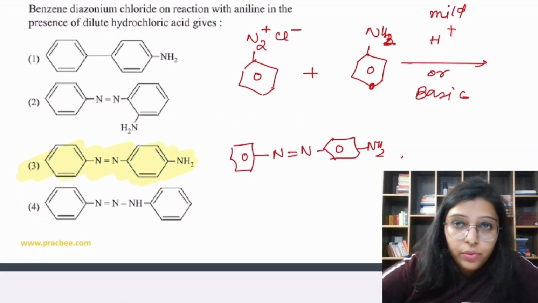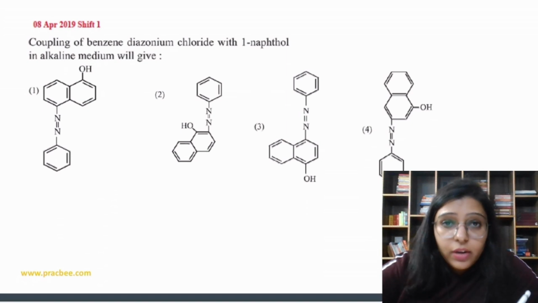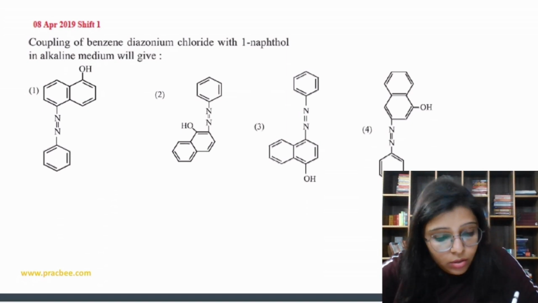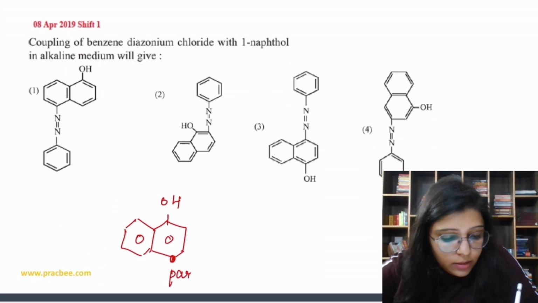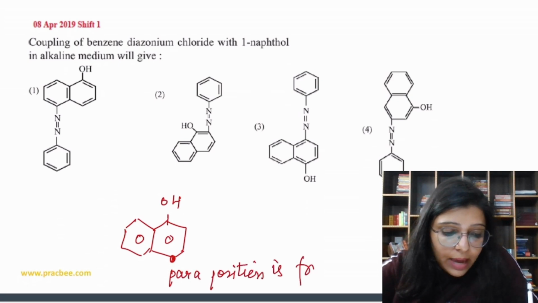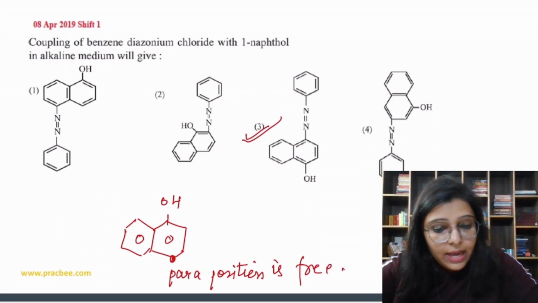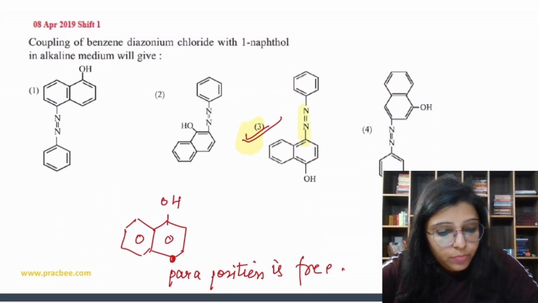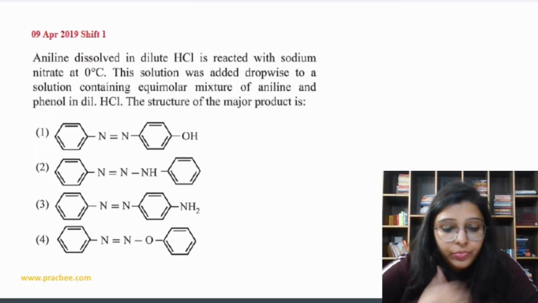Right. Now next question. Coupling of benzene diazonium chloride with 1 naphthol. 1 naphthol is this. So here the para position is free. So coupling happens at the para position. So we should be having the third as the correct answer. Para position पे we are going to do coupling बच्चे. ठीक है. Now next question.